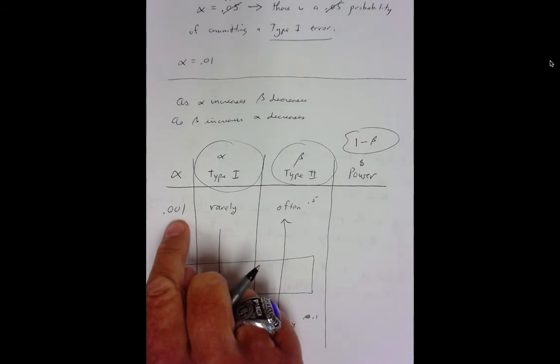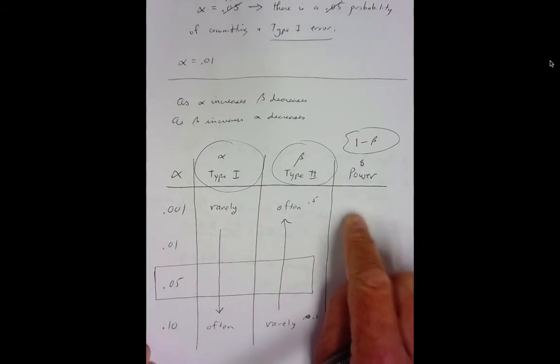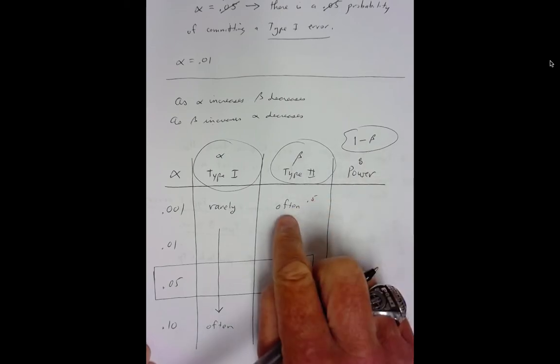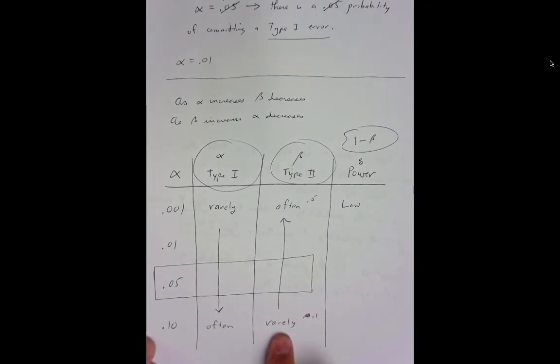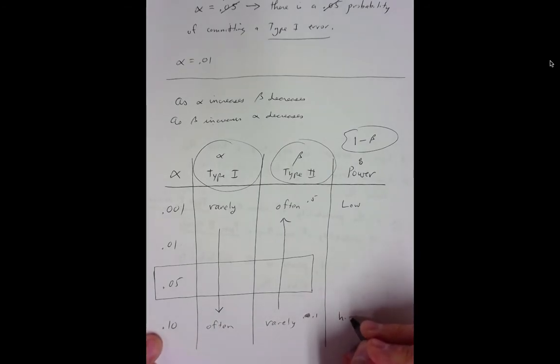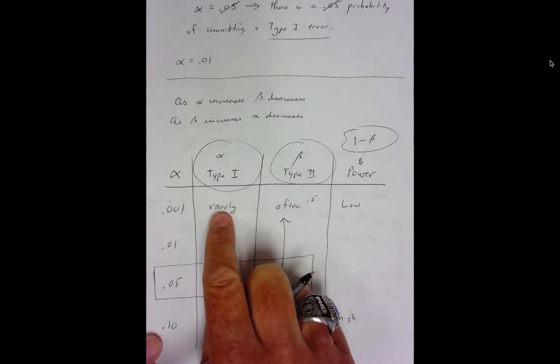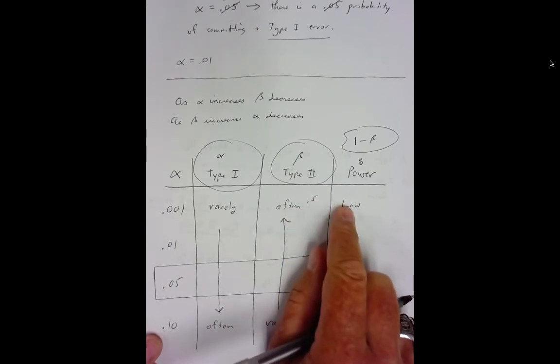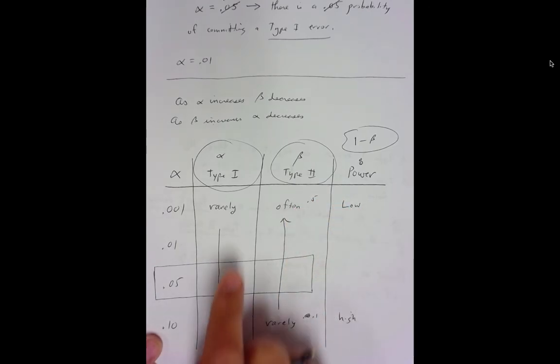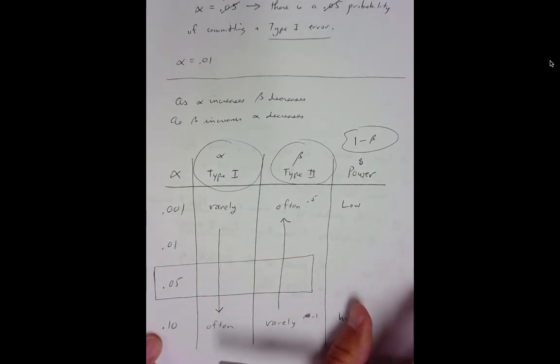So a low alpha results in what? A low power. A higher alpha results in a higher power. Higher power, that sounds almost religious, doesn't it? We're talking about statistical power here. So, guys, power works inversely of the probability of a type 2, and type 2 works inversely of the probability of a type 1.